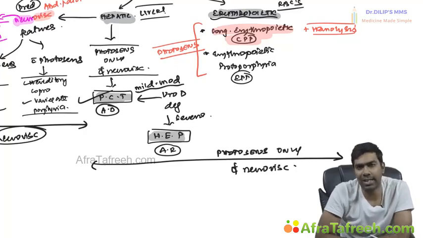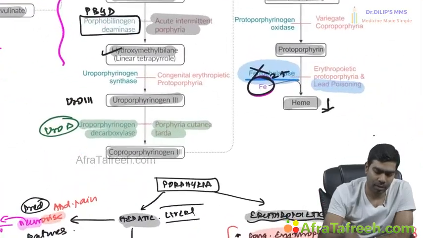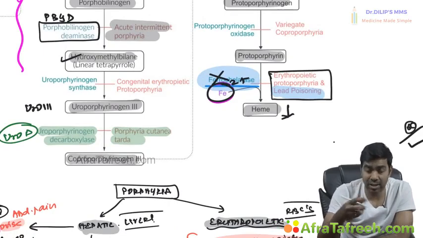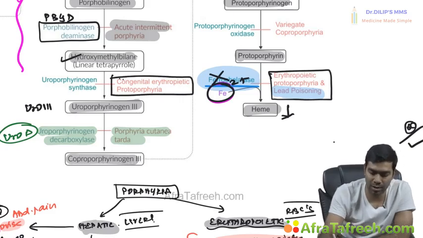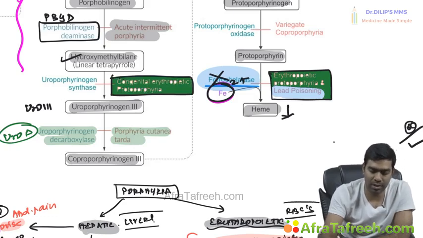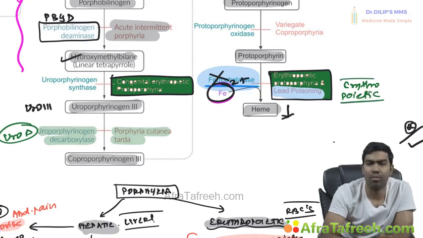How will you easily understand which are the erythropoietic porphyrias? I can write these two: erythropoietic protoporphyria, and congenital erythropoietic porphyria. That's why I put the diagram in this form. Side to side, they are not going to have any neurovisceral complications. If I write in green, these are the erythropoietic porphyrias.